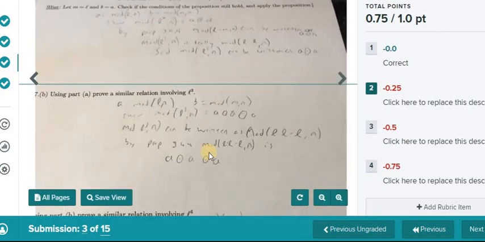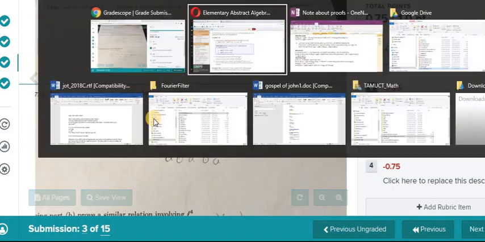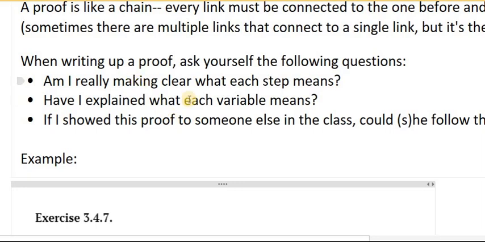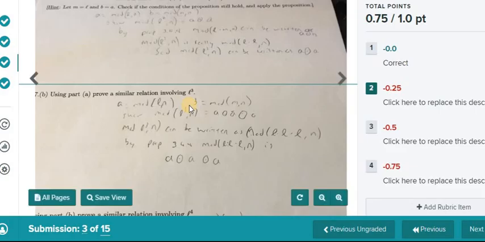Part B, it says... if you remember the questions I asked about proofs, one of the questions I asked is, have I explained what each variable means? And here there's no explanation of what m and n are, what m and b are. I mean, b is mod mn. There's no explanation of what m is. I don't know what m is. So I really can't put all the links of the chain together.